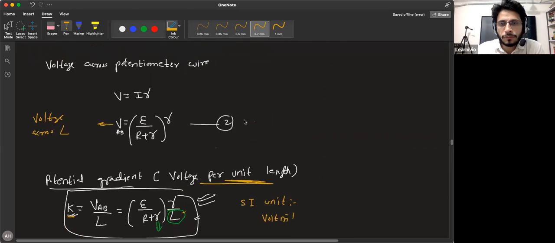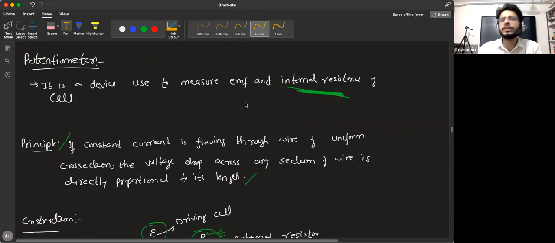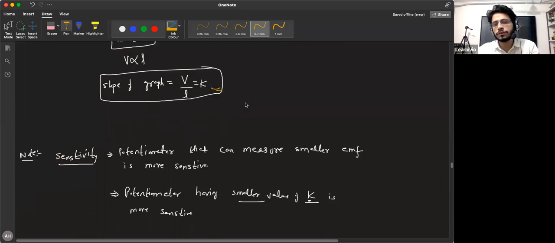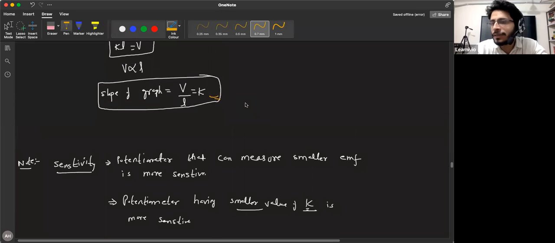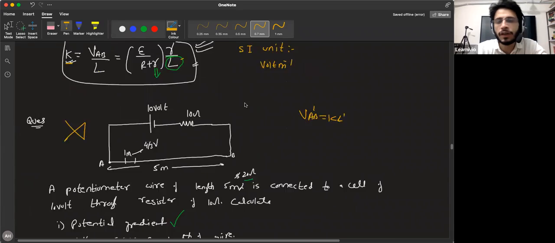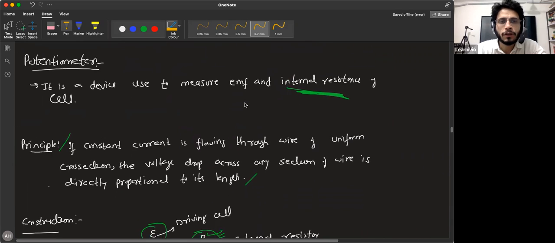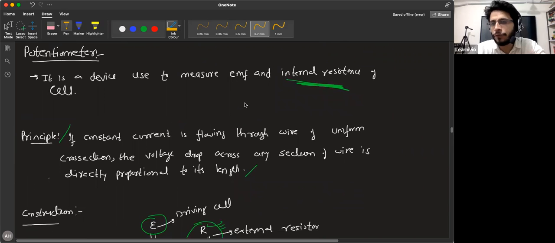Slope and sensitivity part in the circuit. Sensitivity simply means the ability of the potentiometer to measure small voltage. If you have two potentiometers, one can measure up to 1 millivolt, another up to 2 millivolt. We'll say that the one which can measure 1 millivolt is more sensitive than the other one. And the sensitivity is inversely proportional to K. Smaller the value of K, greater would be the sensitivity. Why are K and sensitivity inversely proportional? I can explain this once we start the application of potentiometer. In the first application, you will understand why. Please note it down, and note down the principle also. In the very first application, you will know the meaning of this principle.